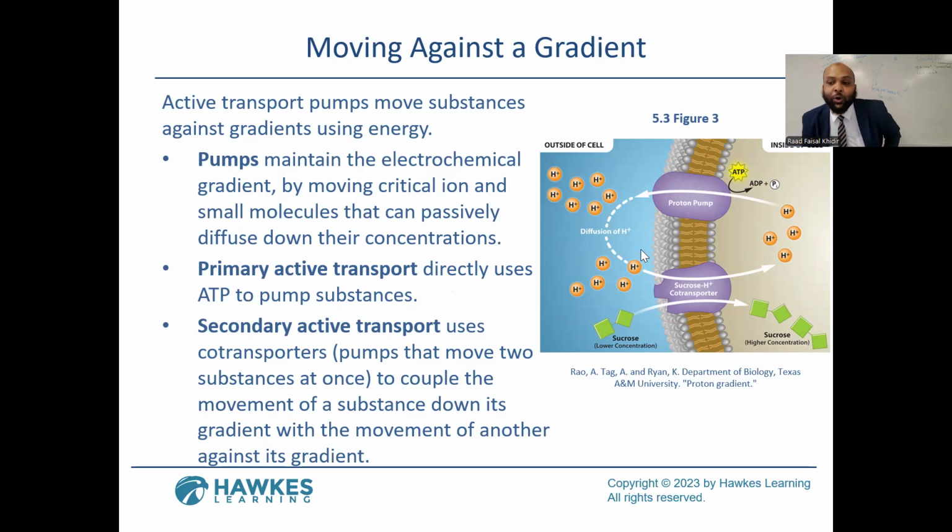But if you don't use ATP and you hitch a hike, somebody else is driving a car, you take a ride with them, that's known as secondary active transport. It uses co-transporters, pumps that move 2 substances at once to couple the movement of a substance down its concentration gradient.